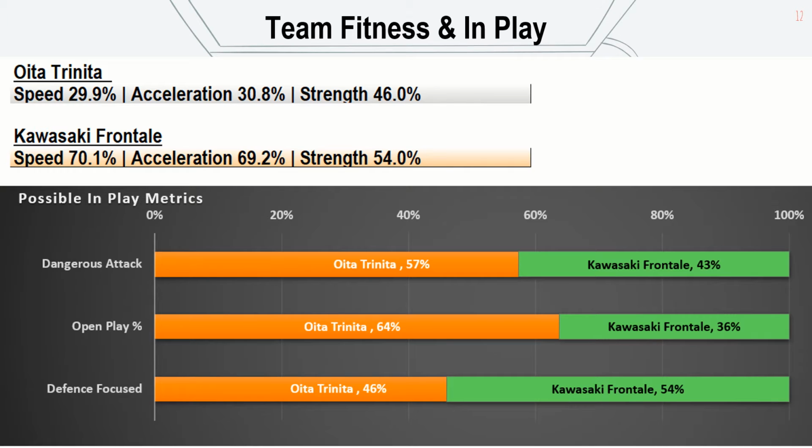Welcome to our team fitness and in-play modules. As the title suggests, we are deriving how both teams can match up with their currently analyzed speed, acceleration and strength as a whole unit. This useful information allows you to know exactly how sides will respond to one another.